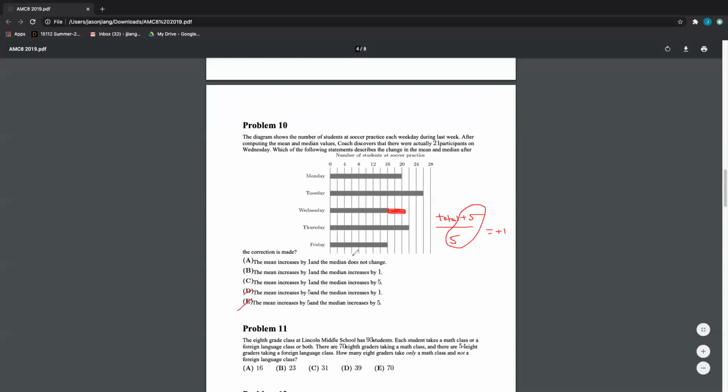Next for the median. To find the median, we're going to have to arrange everything in order and find the middle element. Before, we had two 16s, a 20, a 22, and a 26. So we had 20 as our median before the correction. After the correction, we have 16, the other 16 is now 21, so we have 20, 21, and we still have the same final two elements. So our new middle is 21. That means that the median increases by 1, which is B.